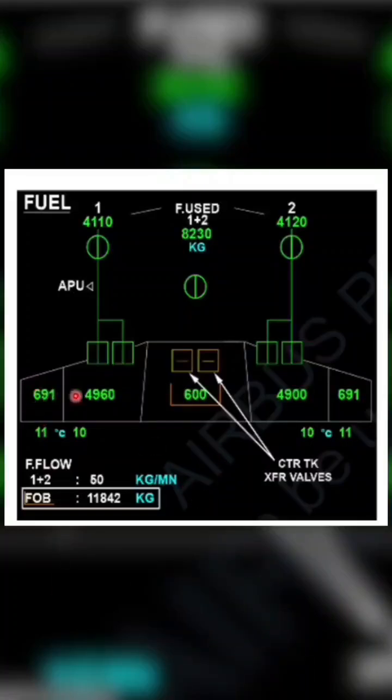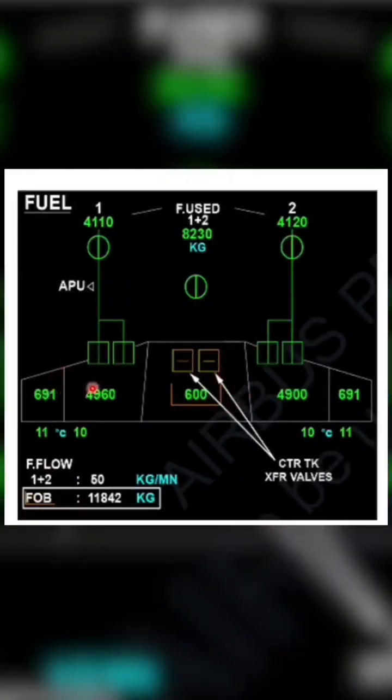Fuel quantity indication, box indication. Like you are getting a box here: an amber box means the outer indication is boxed amber if both transfer valves fail to open when the inner is at low level. This box will come whenever the inner is going to low level and fuel is not able to transfer into the inner cell. The center tank indication is boxed amber if both center tank transfer valves fail in closed condition. For fuel quantity overflow indication, in case of wing overflow, the associated inner tank quantity will become amber.